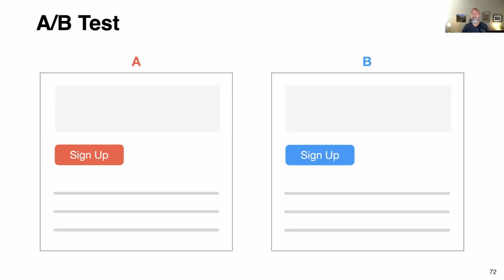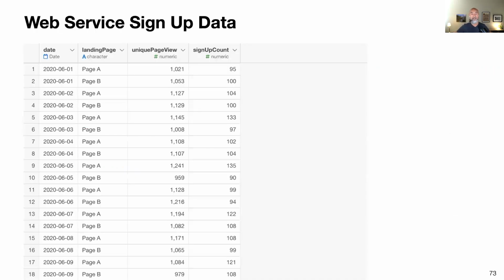Okay. And then you collect the data. So you basically tested it. You created two versions, and then you observe when the new users come in, day by day. Okay. So each row is each day, but also each page. And then unique page view means how many page views you had. And then sign up count is how many people actually signed up.